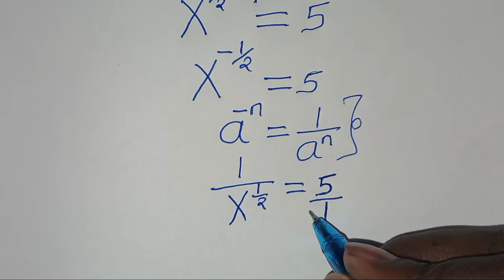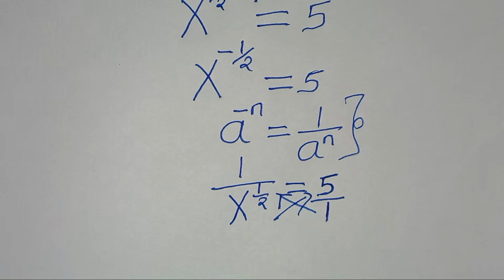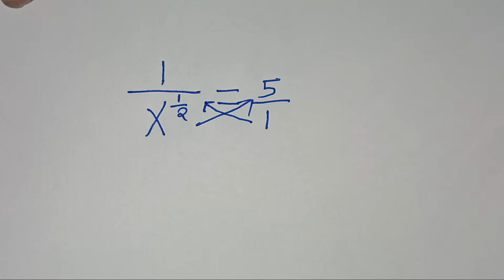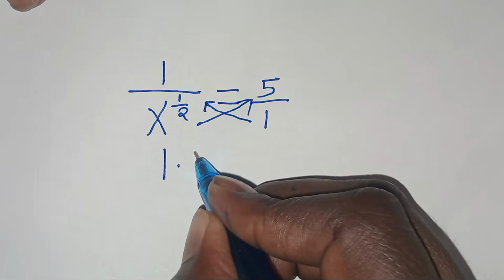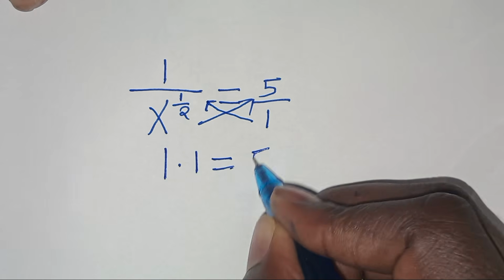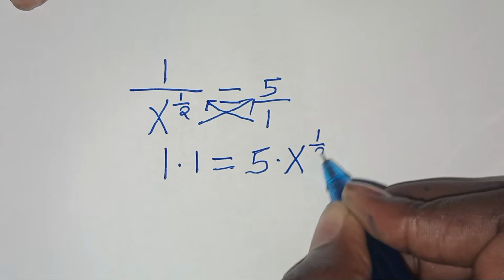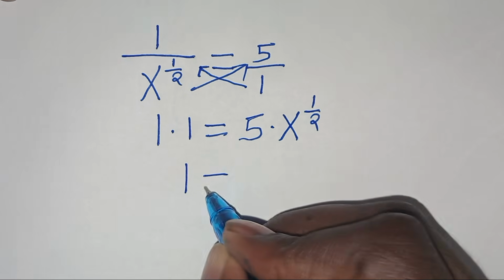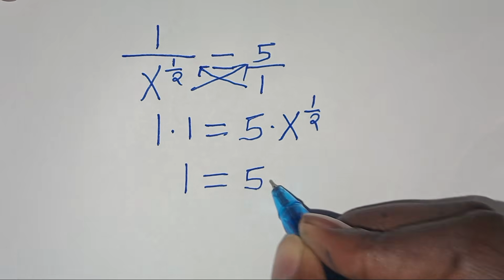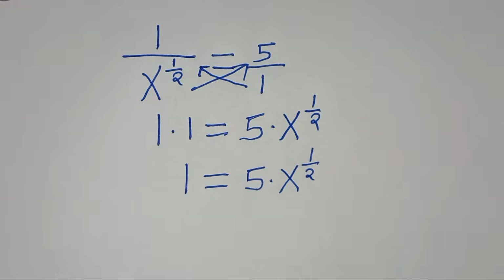The next step is to cross multiply from here. So let's cross multiply. We have 1 times 1, which is equal to 5 multiplied by x raised to the power of a half. Now we have 1 equal to 5 multiplied by x raised to the power of a half.